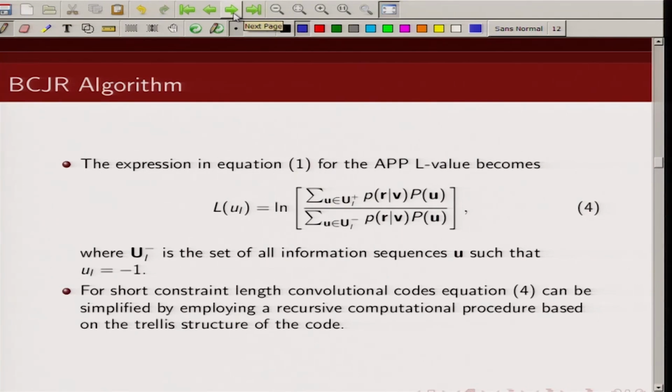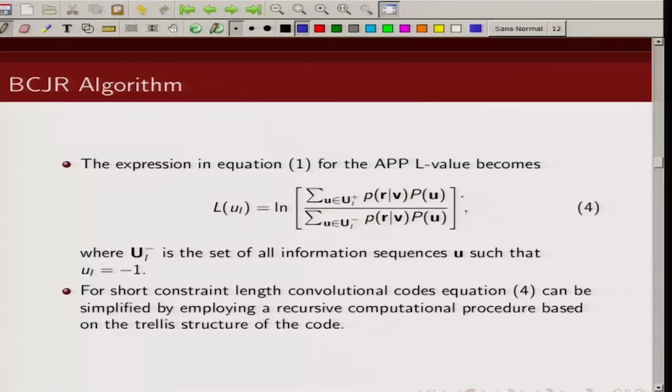Now, note here, if you have very large sequences, this is a sum over all input sequences where U_L is plus 1, and this is a sum over all input sequences where U_L is minus 1. So, if your information sequence is large, this is a sum over a very large number of possibilities. So, this is quite complex. Now, can we use the structure of the convolutional code to simplify this expression?